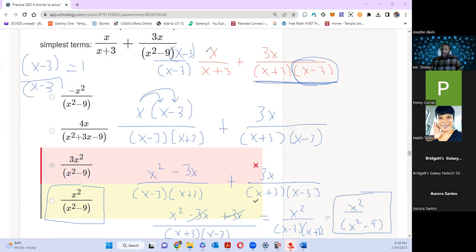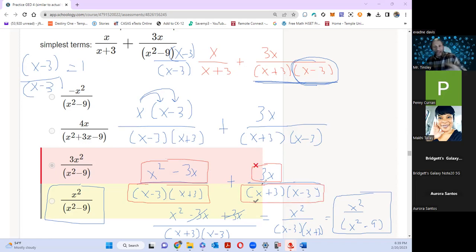So here we have x times x minus 3. What I did is I reversed it so it makes sense. So x times x is x squared. x times minus 3 is minus 3x. This is where we got this from here. The 3x we just brought down. We didn't change anything. But now they have the same denominator.